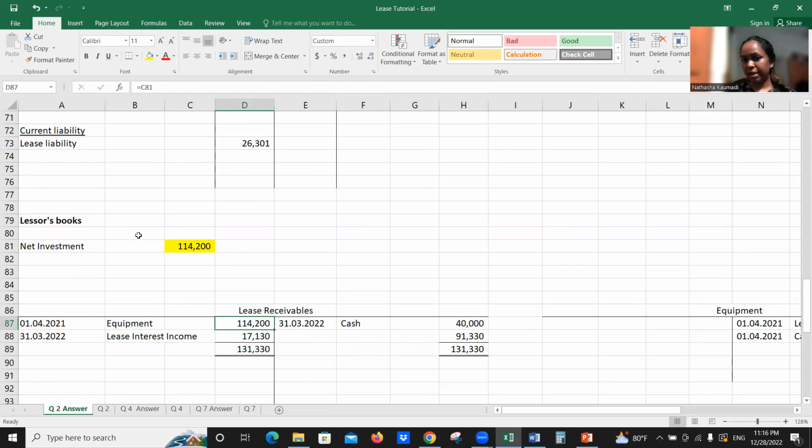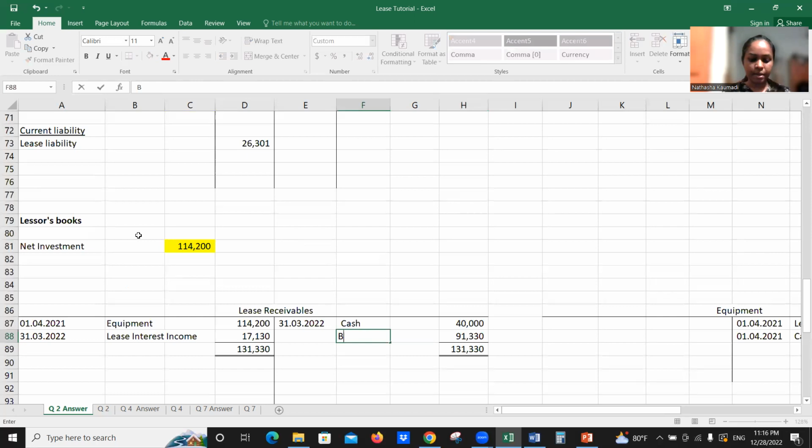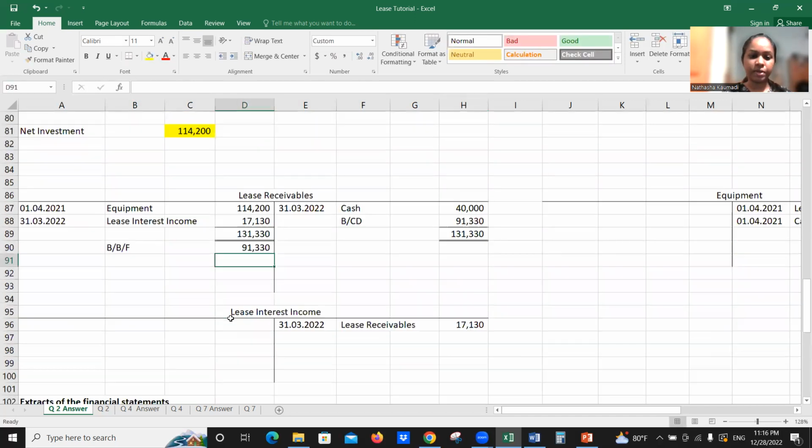The interest and income values are not different because there was no unguaranteed residual value, so the values are equal. Balance carried down and then balance brought forward. The balance brought forward is 91,330.